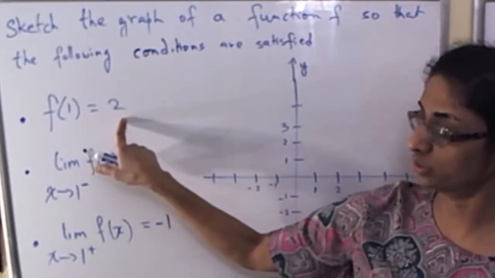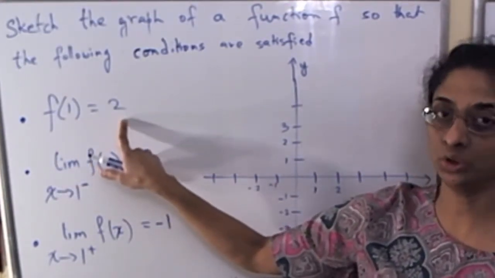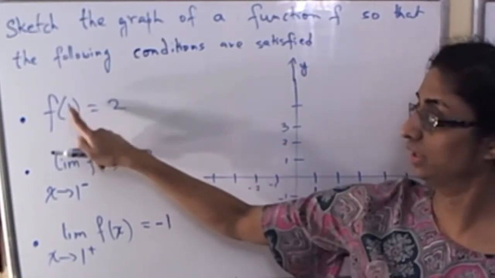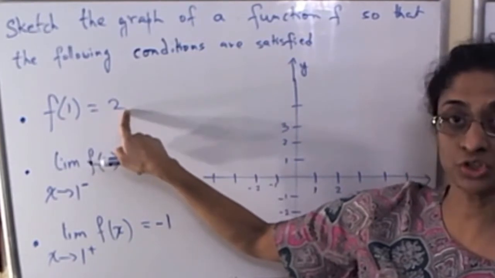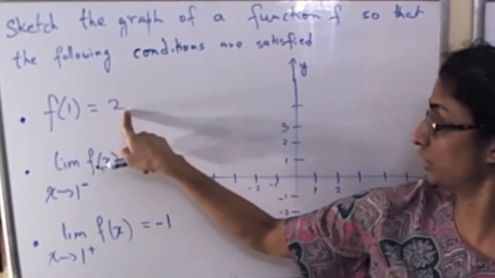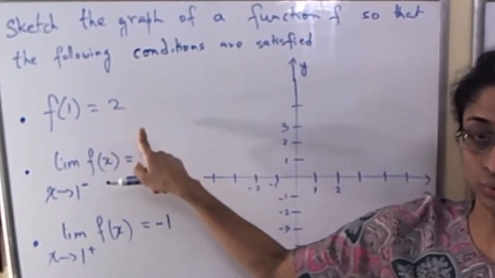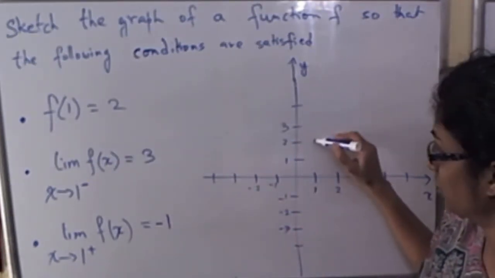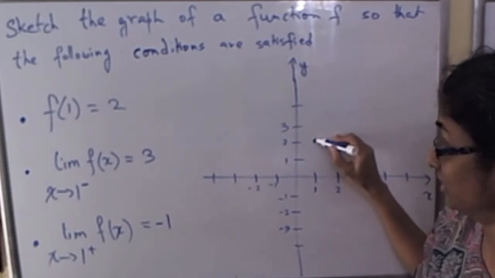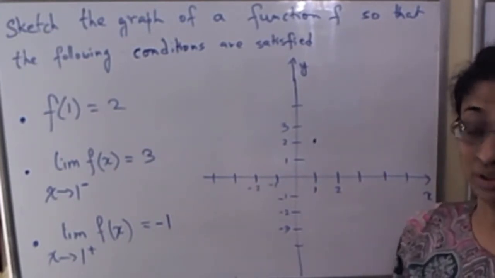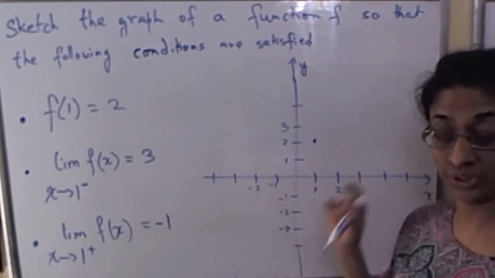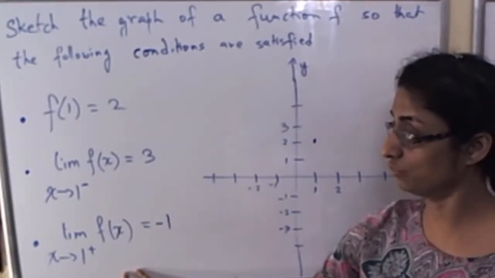Let's look at this. f of 1 equals 2. That is giving you a particular point on the graph of the function. Input is 1, output is 2. That means the point (1, 2). X coordinate is 1, y coordinate is 2. So this particular point must lie on the graph. So I've marked that point. Now let's look at how to create our graph from this piece of information.